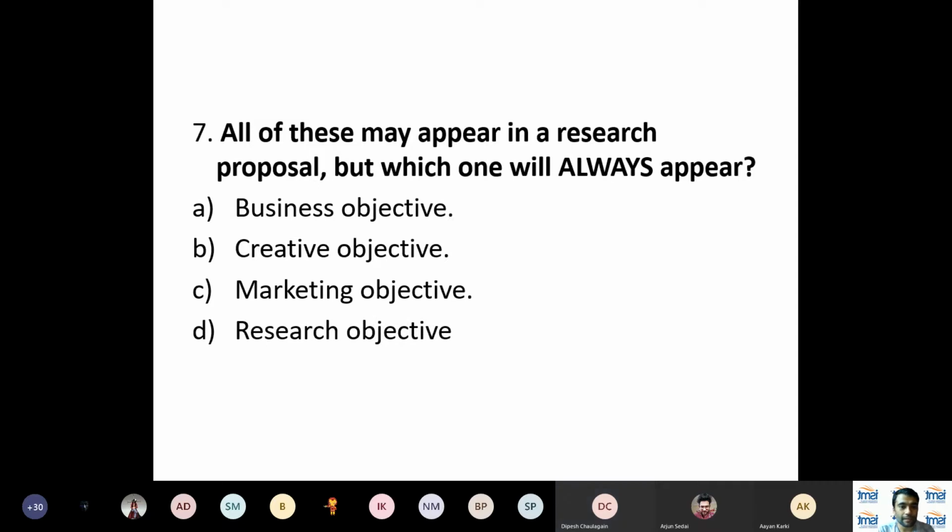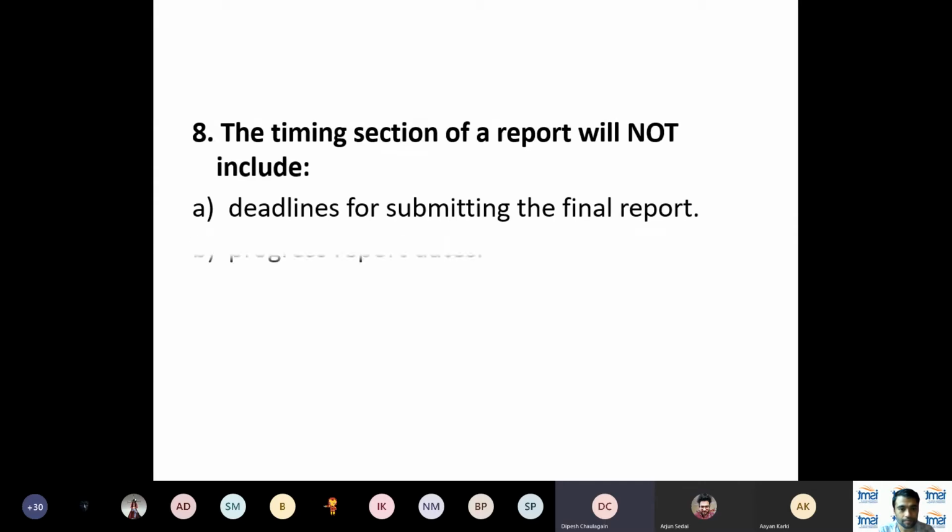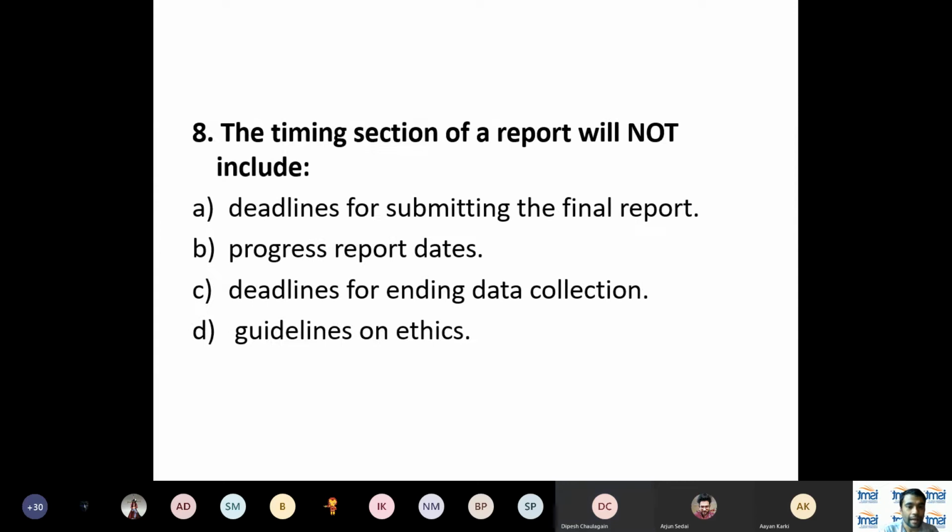All of these may appear in the research proposal, but which one will always appear? Research objective. Yes. Simple. Okay. The timing section of a report will not include which of these: deadline for submitting the final report, progress report date, deadline for ending data collection, guidelines on ethics? B, sir. Guidelines on ethics. Yes, guidelines on ethics. Okay.